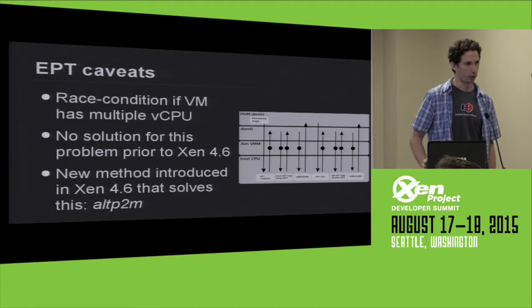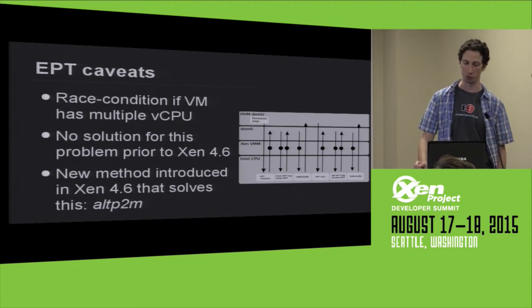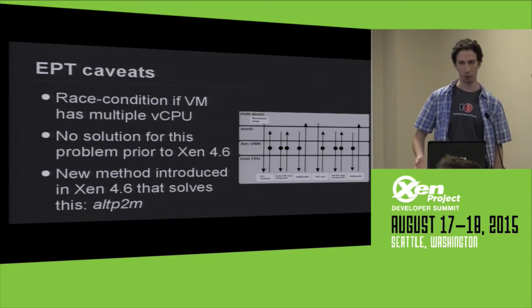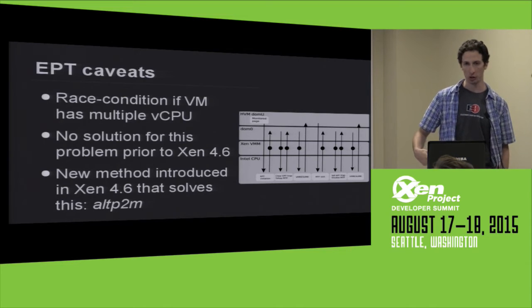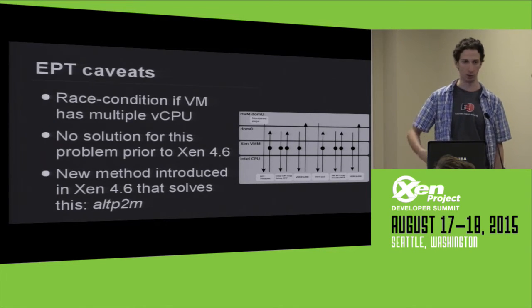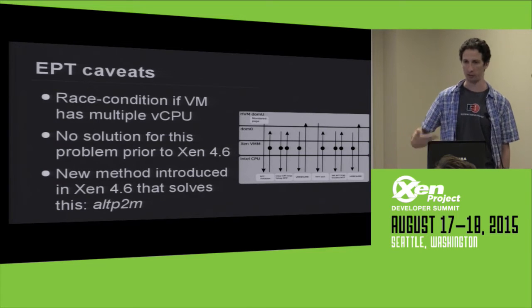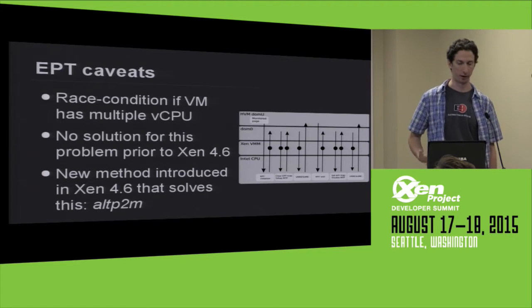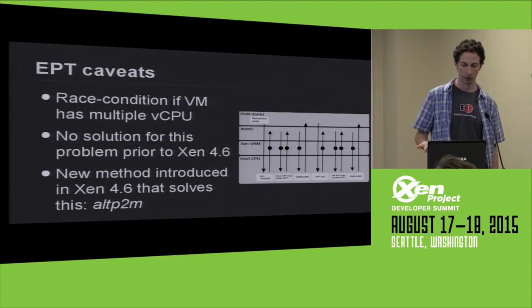Of course, there was one caveat that was not solvable before Xen 4.6: there is a race condition. If you have multiple vCPUs and you relax that memory permission on a page, and you single step one CPU, if you have another vCPU running at the same time accessing the same page, the access permissions have been removed, so the second CPU could go through without causing a violation and without you knowing, which, in a security scenario, is critical. So this is not possible to solve before Xen 4.6.